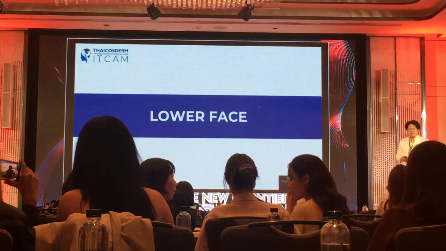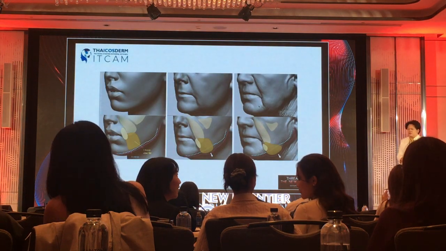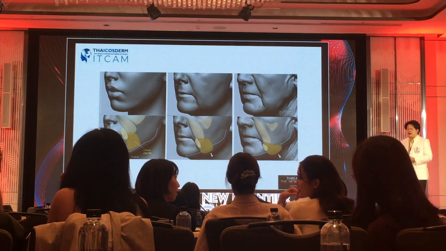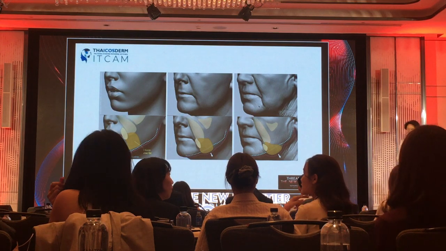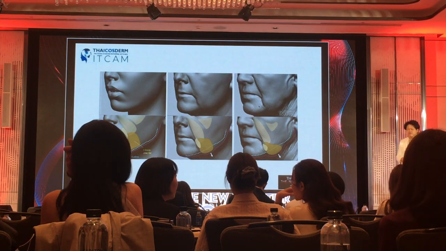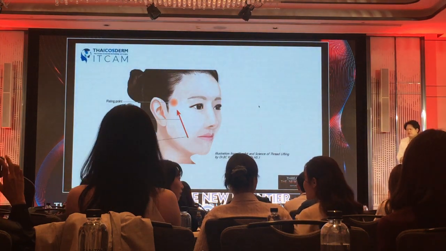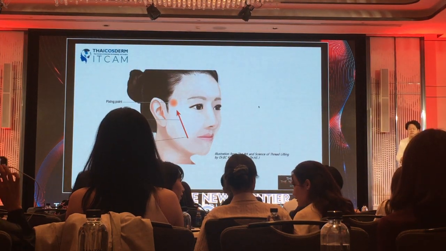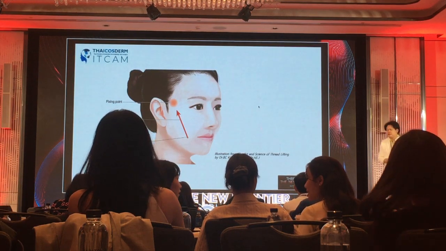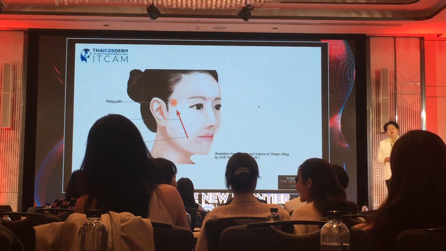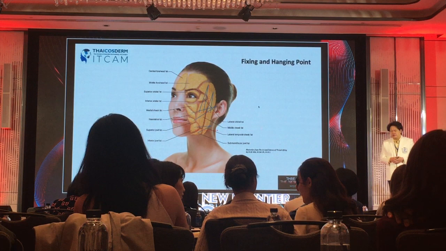The third part is about the lower face. It is very common for the lower part, the superior jaw, inferior jaw, and nasolabial fat, that it migrates downward and forward. So we need a fixing point. Normally we use it at the temporal area or sometimes at the preauricular area. And the hanging point is at the jaw. And this is my idea to do it.